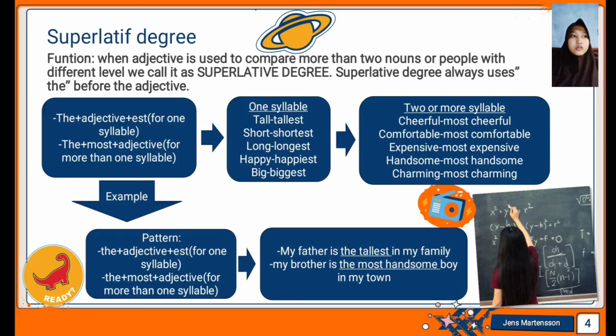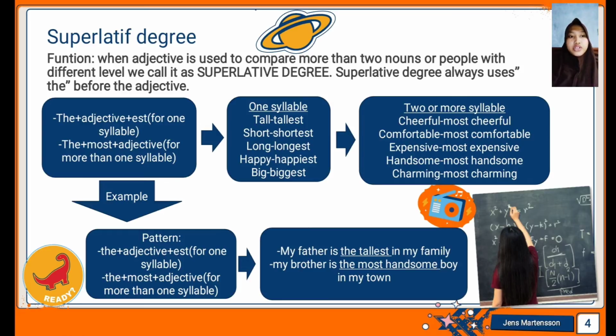And for two or more syllables, the examples are careful, most careful, comfortable, most comfortable, expensive, most expensive, handsome, most handsome, charming, most charming.